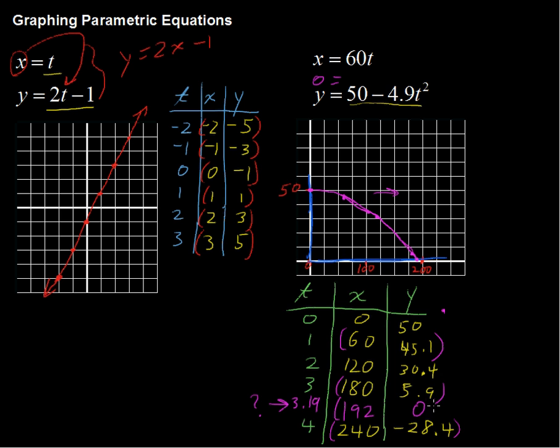So after 3.19 seconds, the ball has traveled 192 feet right here, and it has finally reached the ground. So there's an example of a couple of very different parametric equations. However, we could graph them using the same method.